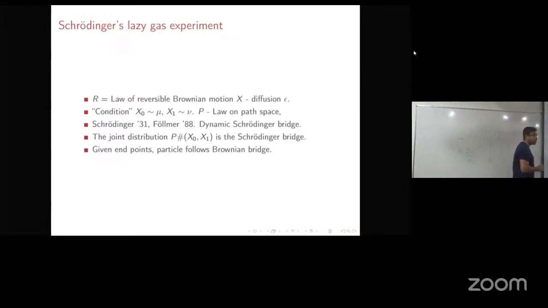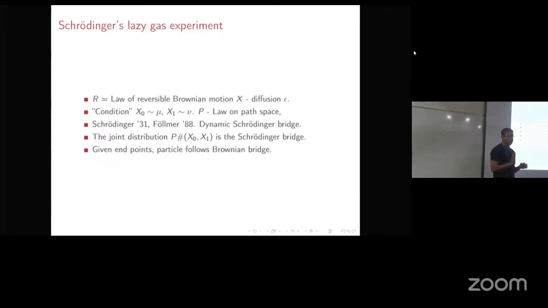Is the question clear? So it's a physics experiment, molecules in a very, very cold room. You observe some configuration at time 0. You observe a different configuration at time 1. The question is which molecule goes to which molecule, and what is the intermediate path that they take?